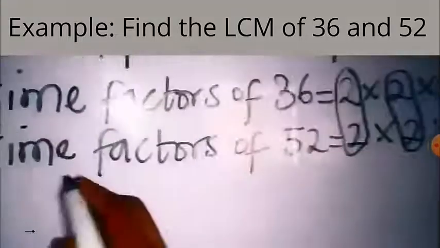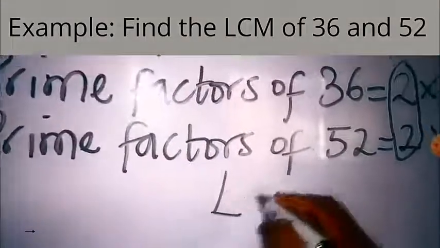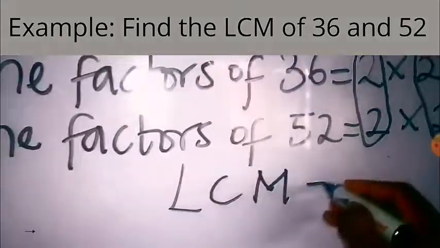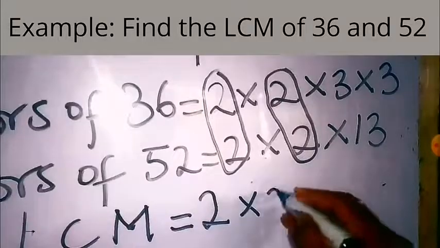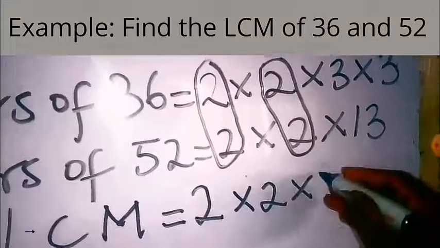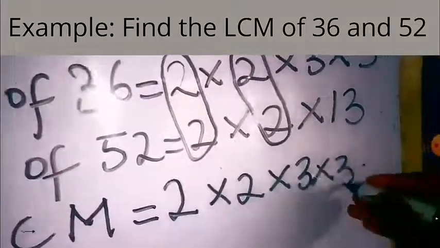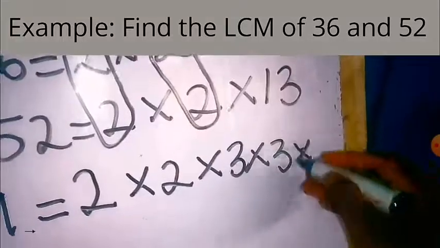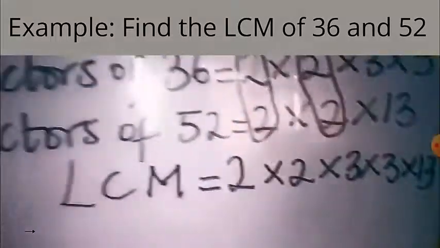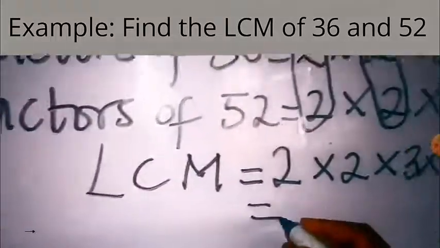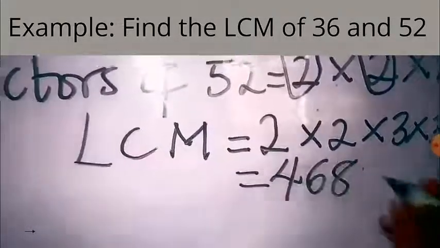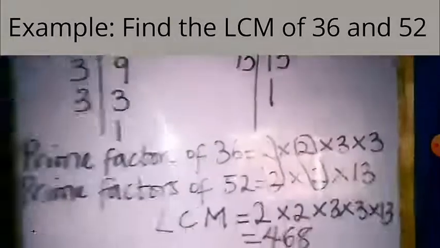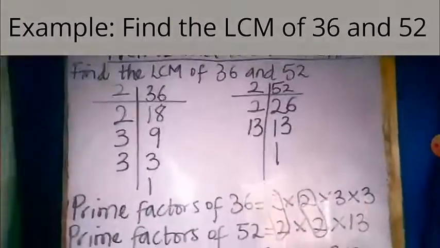Now when we are going to multiply the paired numbers, we'll use one of the numbers in the pair to represent the paired numbers. So we have 2 multiplied by 2, multiplied by 3, multiplied by 3, and multiplied by 13. So when we multiply them together, it will give us 468. And that is all for prime factorization method.